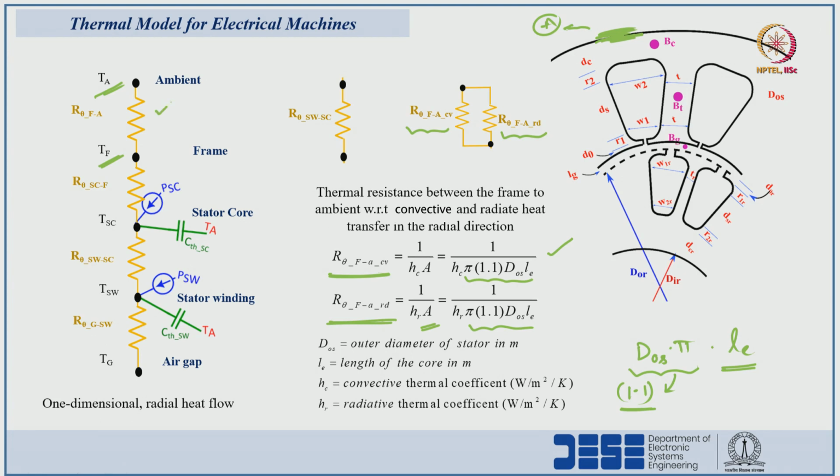So, we have calculated the thermal resistances with respect to the convection and radiation. The equivalent thermal resistance between frame to ambient is equal to the parallel combination of these two resistances. This is R theta frame to ambient.